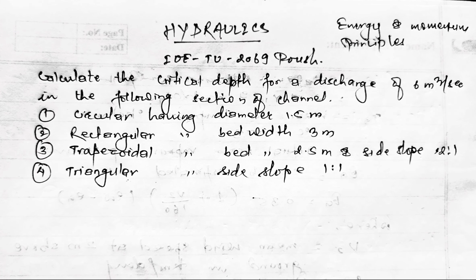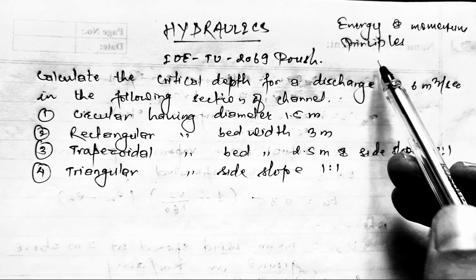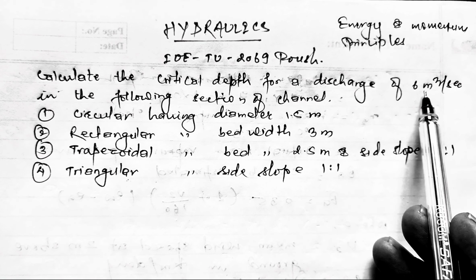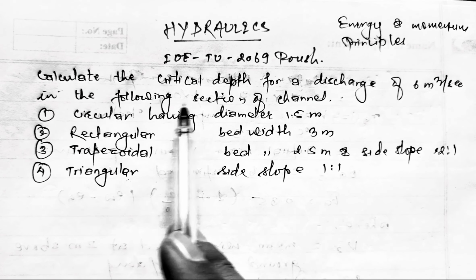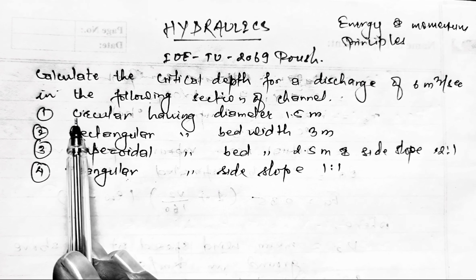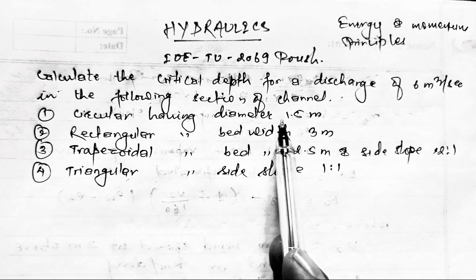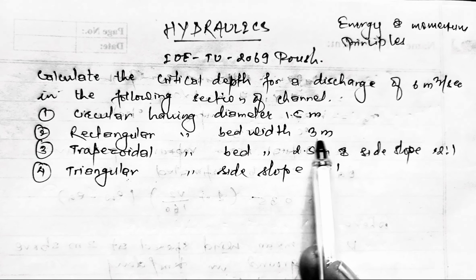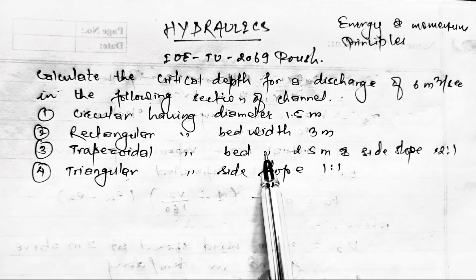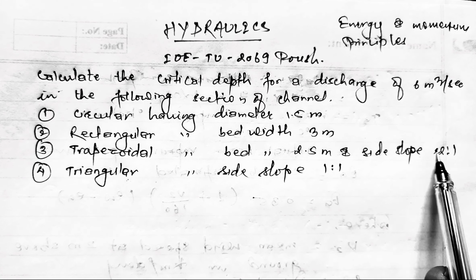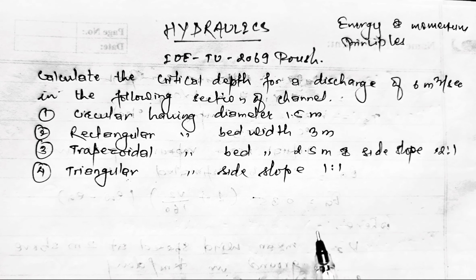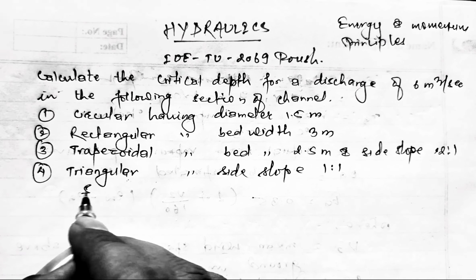In this lecture, we're going to solve a problem related to the energy and momentum principle. The given problem is: calculate the critical depth for a discharge of 6 meter cube per second in the following sections of channel. The sections are: circular section having diameter of 1.5 meter, rectangular section having bed width of 3 meters, trapezoidal section having the bed width of 2.5 meter and side slope 2:1, and triangular section having the side slope of 1:1. So let's start solving this.